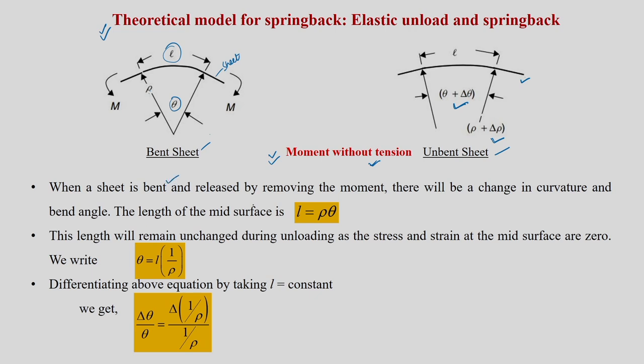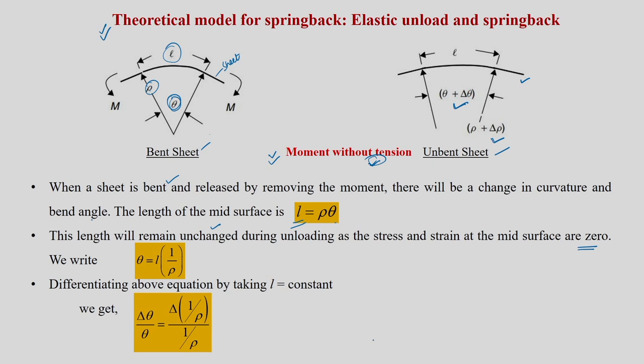When the sheet is bent and released by removing the moment, there will be a change in curvature and bend angle. Theta becomes theta plus delta theta, rho becomes rho plus delta rho. The length of the mid surface, L, is given by rho theta. This we already discussed in the first slide. This length will remain unchanged during unloading, as the stress and strain at the mid surface is 0. Why? Because it is moment without tension.